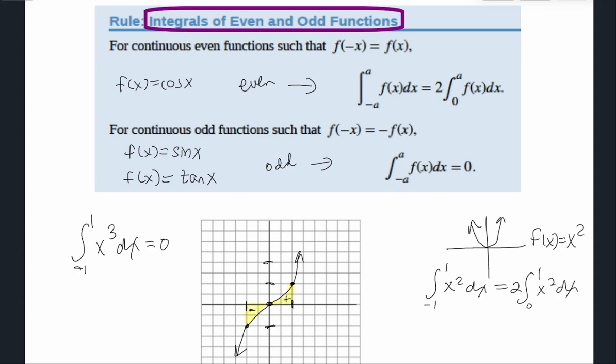A way to remember that: odd functions go through the origin. Sine and tangent go through the origin. Cosine doesn't. It has a perfect split down the y-axis. So if that helps you remember that cosine is even, but sine and tangent are odd.